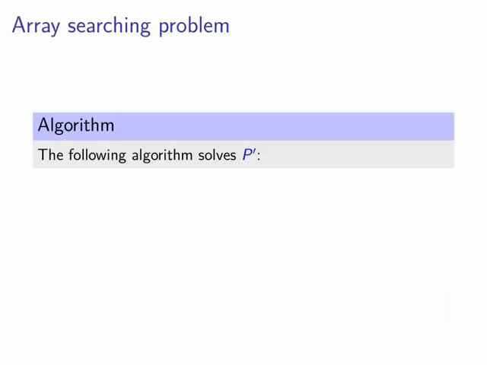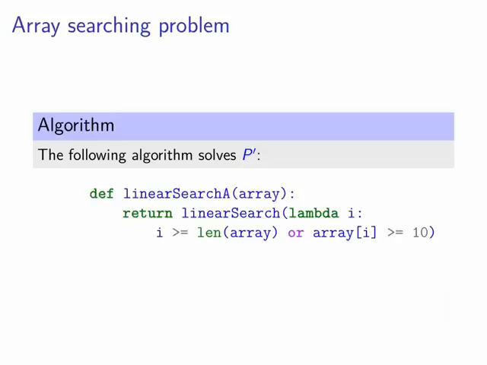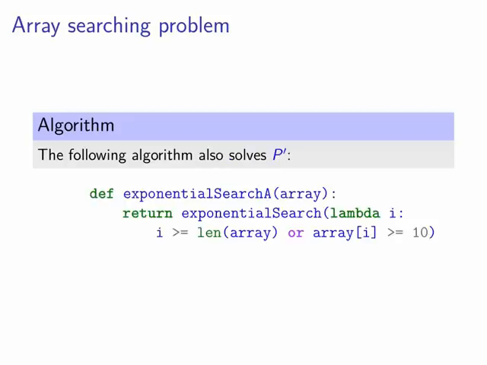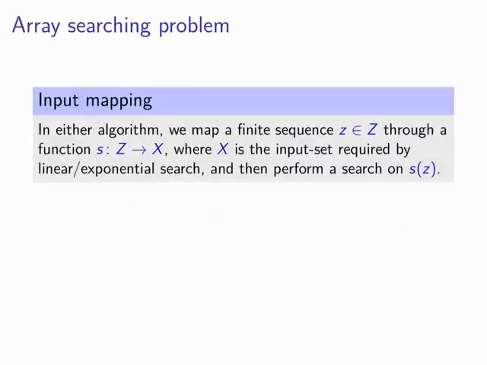Here's an algorithm to solve the array searching problem. It uses the linear search. Here's another algorithm to solve the array searching problem. It uses exponential search. In either algorithm, we map a finite sequence through a function s, which maps z to x, where x is the input set required by the linear search and exponential search, and then perform a search on the mapped input.